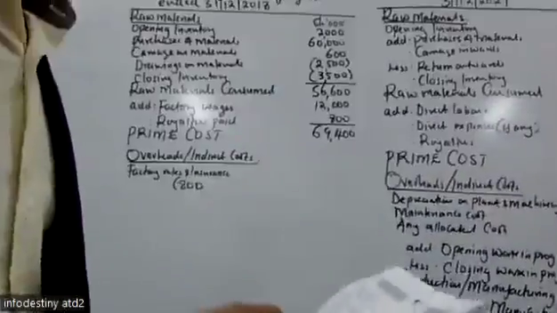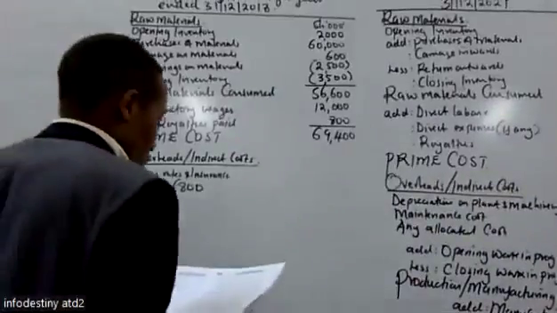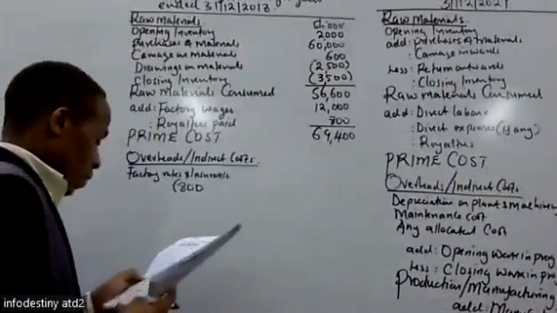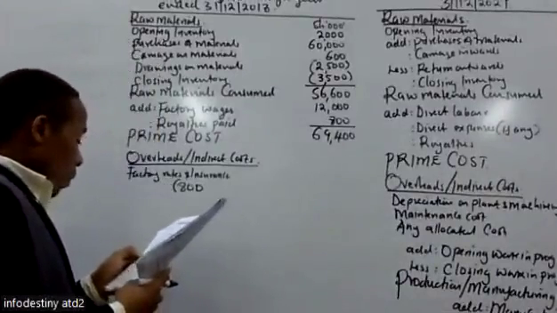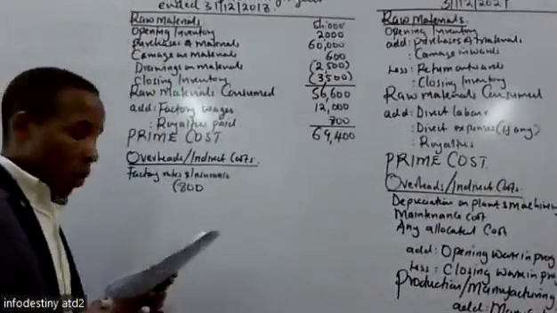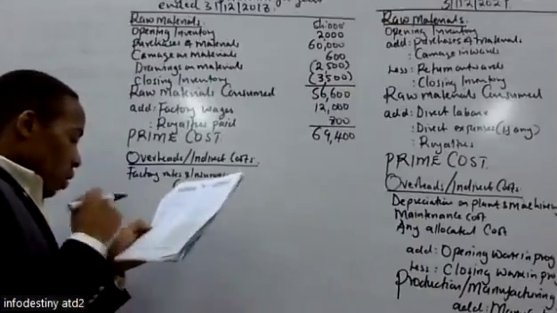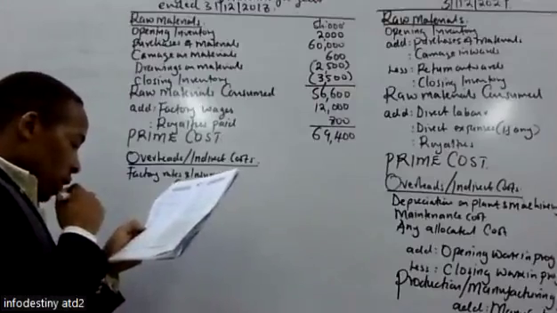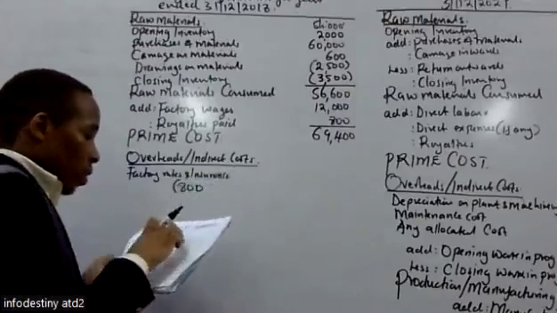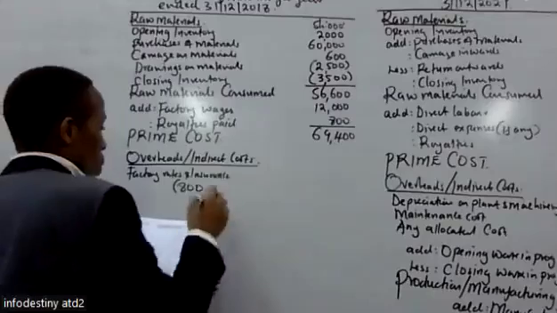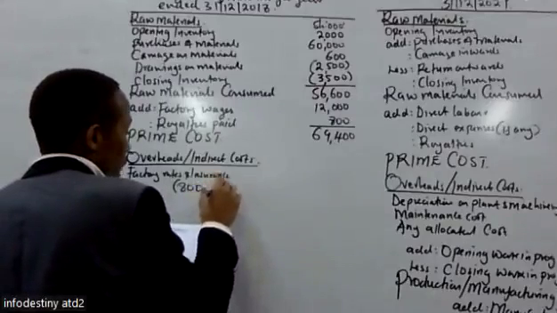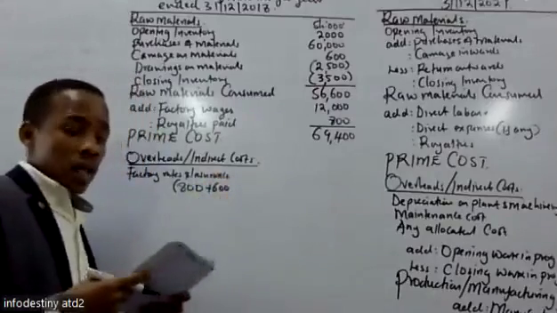In additional information 5, we are told that we have accrued rates for the factory of 600. Accruals at the end of the year we add. So we add 600.